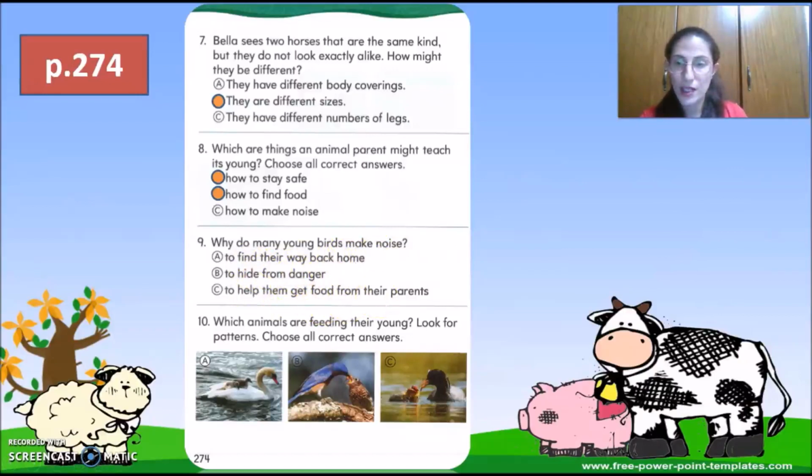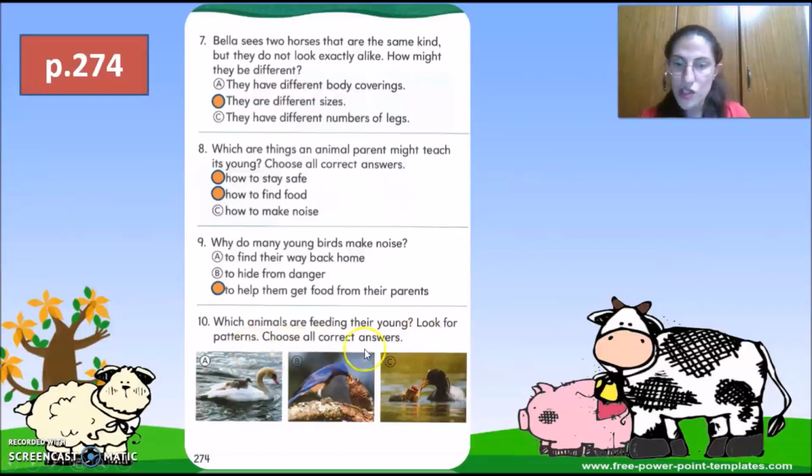What do you guys think? Do the young birds make noise to find their way home? No, it's incorrect. B, to hide from danger? No. C, to help them get food from their parents? Correct. Like the young robins, they make noise to alert their parents that they're hungry so their parents could get them food. Number 10. Which animals are feeding their young?